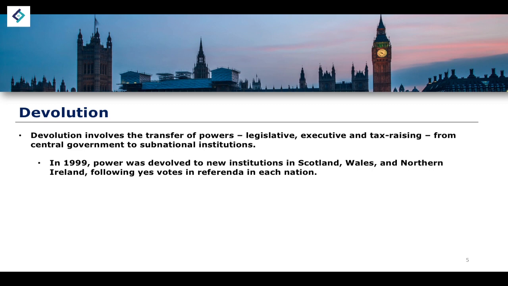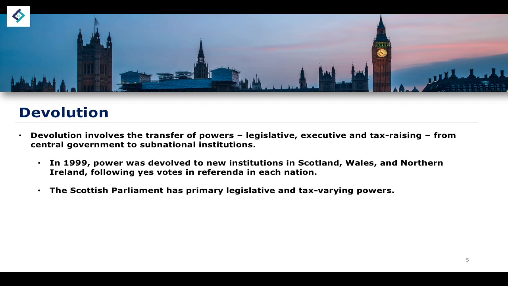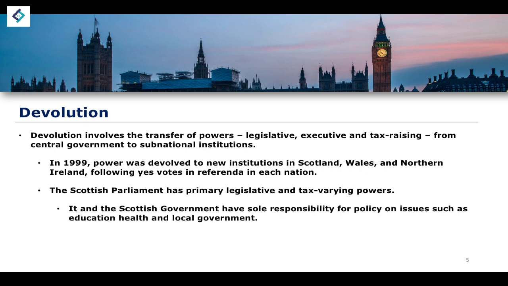And these were all following yes votes in referenda in each nation. There were referenda voting on whether or not to have this policy of devolution, and they all voted yes. As a result, we end up with the Scottish Parliament, the Welsh Assembly, and the Northern Ireland Assembly. The Scottish Parliament, by far and away, has the most power, if we were going to rank them in terms of which one has more power by way of devolution. They have primary legislative powers and tax-varying powers as well, and the Scottish Government has sole responsibility for policy issues such as education, health, and local government.